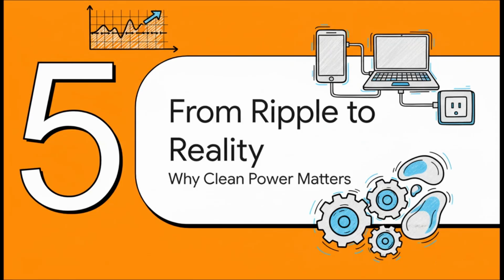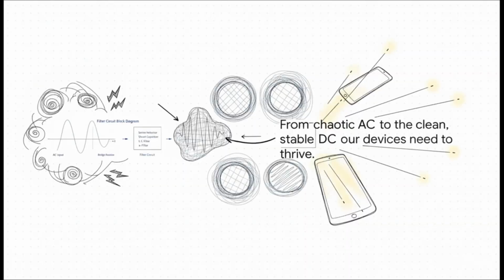All right, let's bring all of this home. We've been talking about some pretty technical ideas, but it all comes down to one simple thing: making sure the gadgets we use every single day work the way they're supposed to and last a long time. And so we come back to our original map, but now we understand every single step of the journey, don't we? We've seen how to take that chaotic AC sine wave, rectify it into a pulsating DC, and then use our filtering toolkit to smooth out all that ripple, delivering the clean, stable power our devices need to thrive.